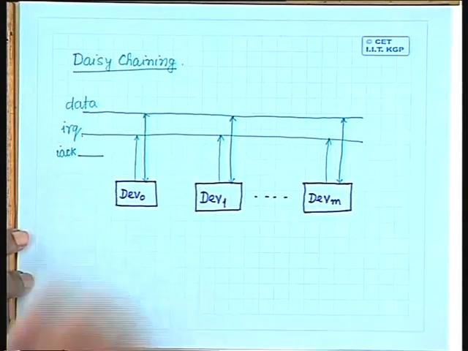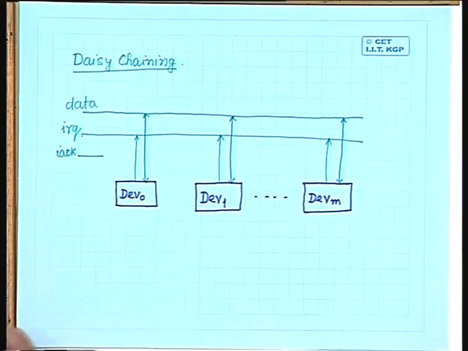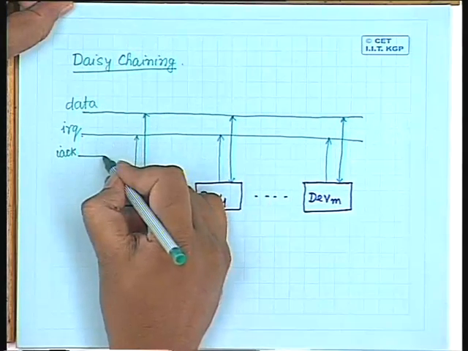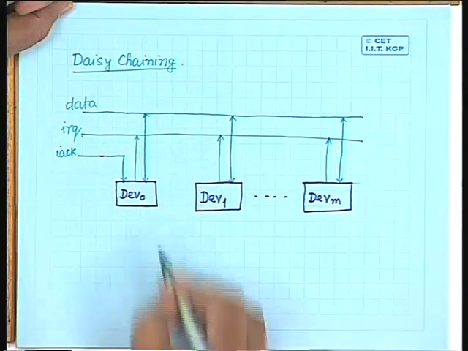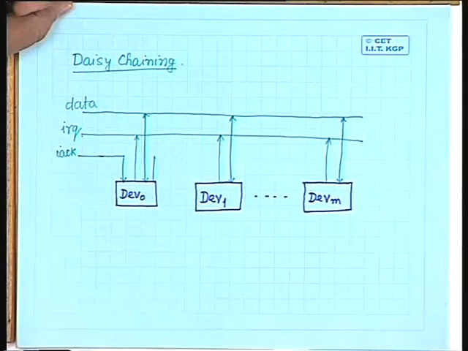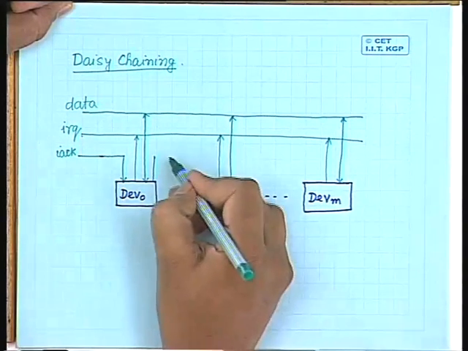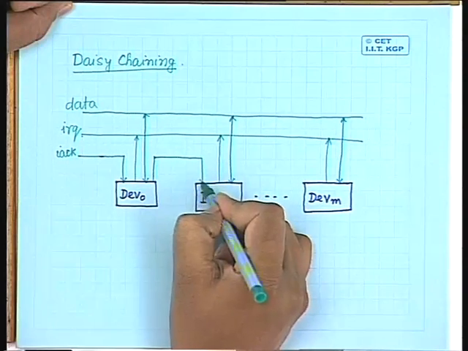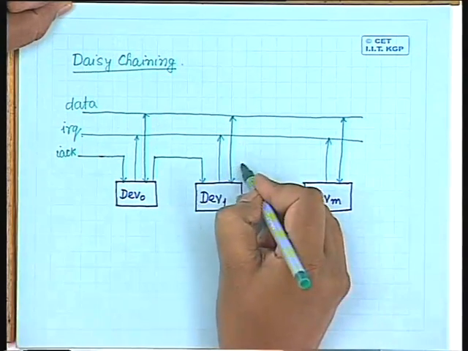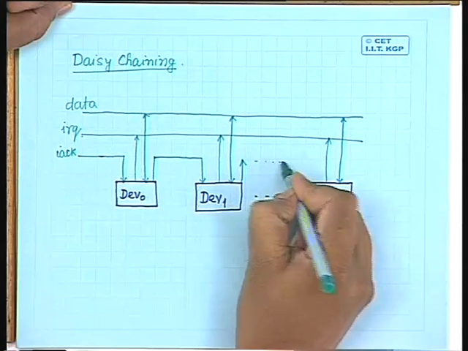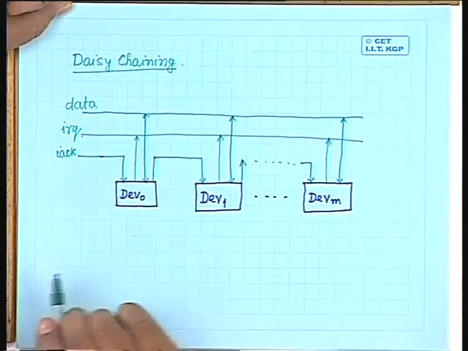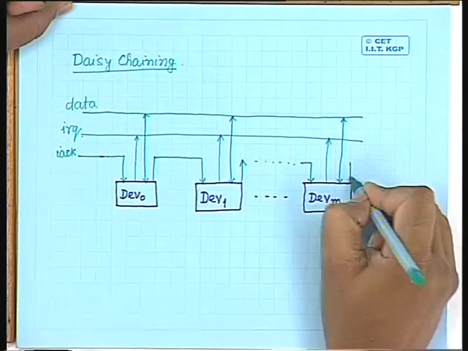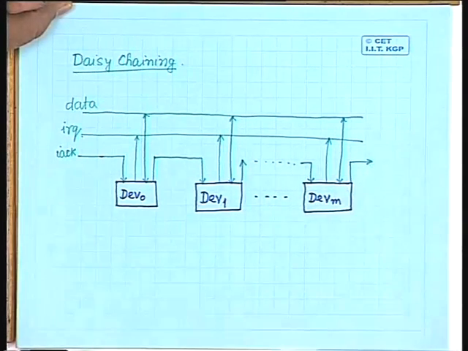What is special is the way the interrupt acknowledgement signal is connected. Whenever the CPU gives an interrupt acknowledgement, the acknowledgement goes to the first device. From the first device, the first device gives an interrupt acknowledgement output signal. This output is connected to the interrupt acknowledgement input of the next device. And this way it continues. Device M will get the interrupt acknowledgement from device M minus 1. Similarly, device M will give an interrupt acknowledgement out signal, which will go to device M plus 1. So this way it continues.